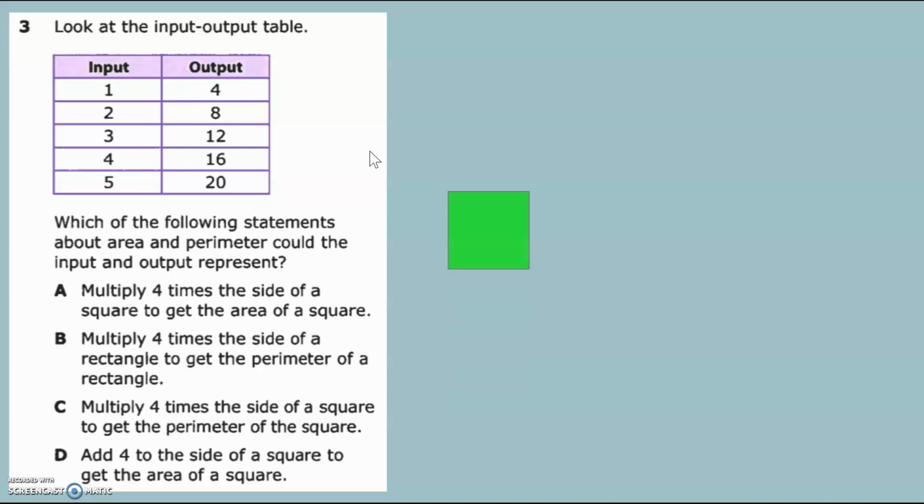The first one I'm going to try is about a square, and then it wants me to find the area of the square. So I'm just going to give it a random side, something that's easy for me to multiply or add. So this side I'm going to name 2 centimeters. It doesn't have to be 2. That's just what I feel like naming it.